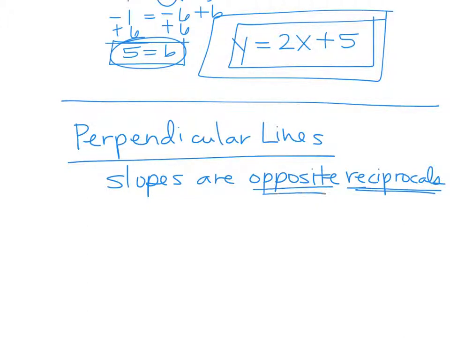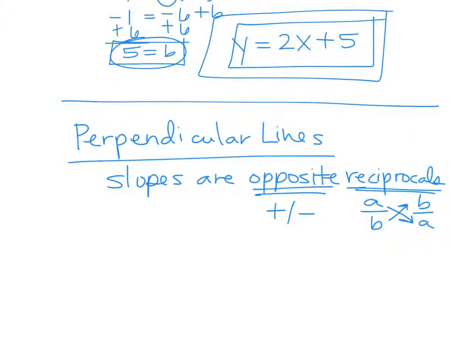Okay, opposite reciprocals. What does it mean in math to be opposite? What's the opposite of 7? -7. What's the opposite of -2? 2, right? Okay, so opposite means positive becomes negative or negative becomes positive. What's a reciprocal in math? It flips, right? So reciprocal is like if I have A over B, it's going to become B over A. Okay, so you're flipping it over and you're changing the sign. That is an opposite reciprocal.